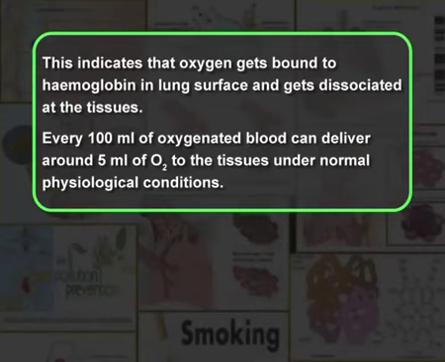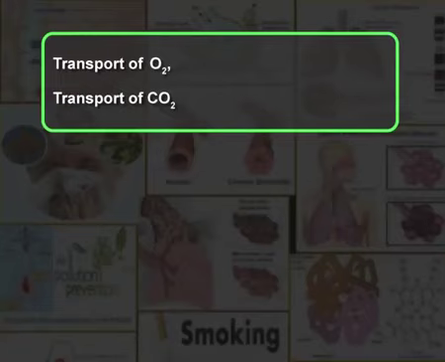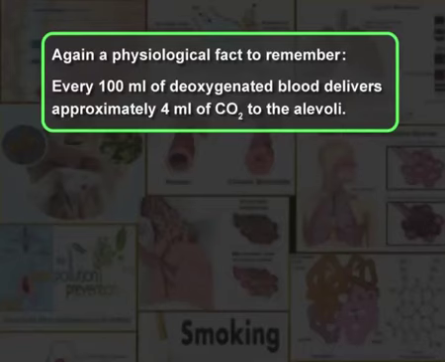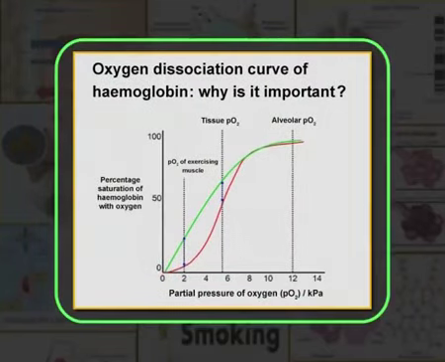Now, you must remember a fact that every 100 ml of oxygenated blood can deliver around 5 ml of oxygen to the tissues under normal physiological conditions. Now, let us discuss transport of oxygen and transport of carbon dioxide. Again, a physiological fact to remember: every 100 ml of deoxygenated blood delivers approximately 4 ml of carbon dioxide to the alveoli. Now, let us go through the oxygen dissociation curve of hemoglobin.